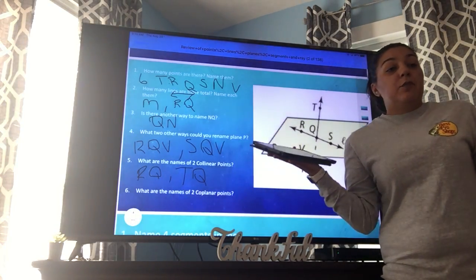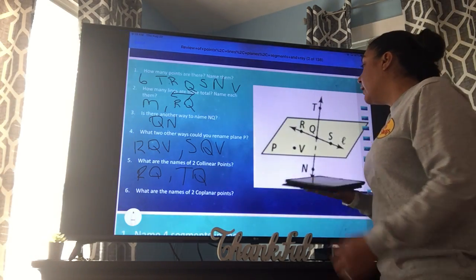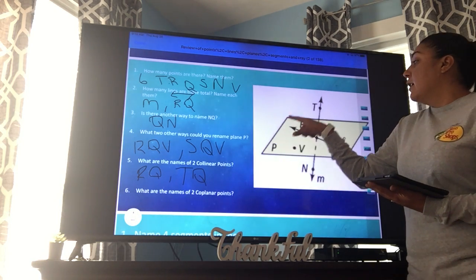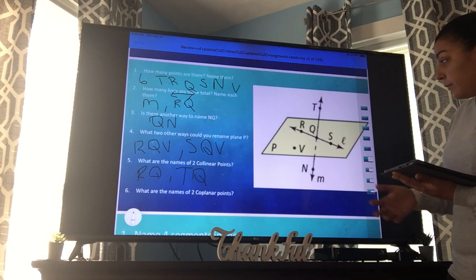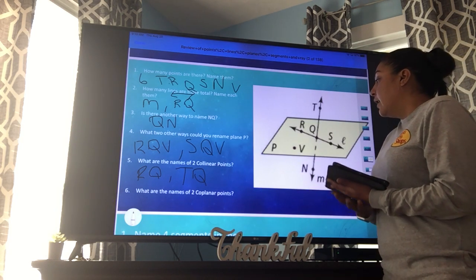What are the names of 2 coplanar points? Okay, so coplanar means they need to lie on the same plane. So that's going to be this square plane. So coplanar, it's going to be any 2 points that lie on the same plane.